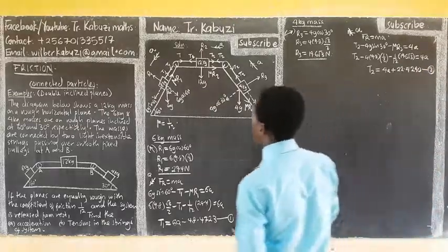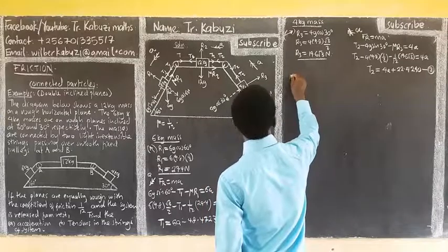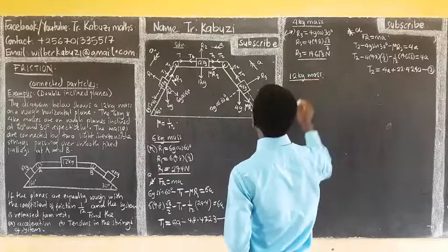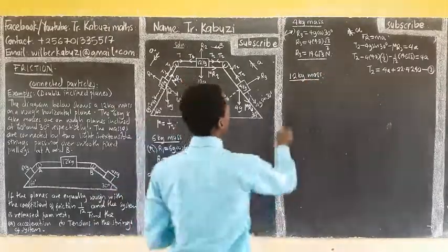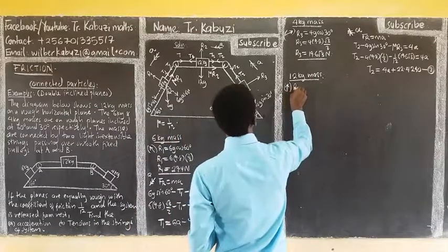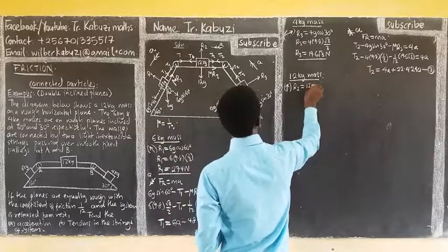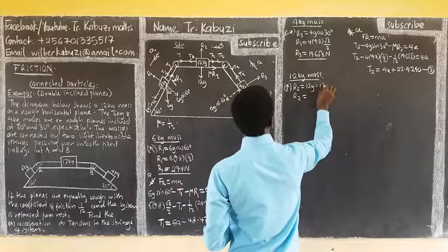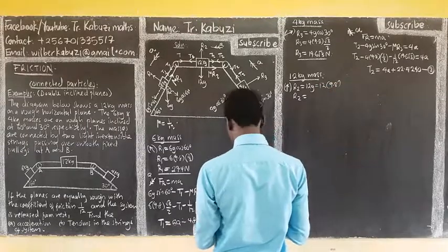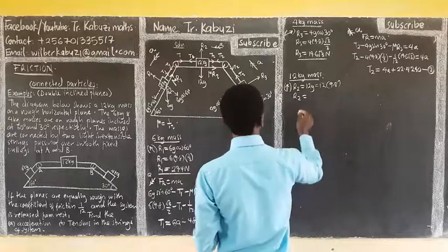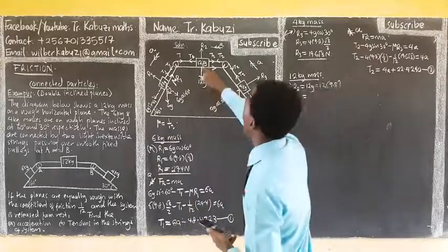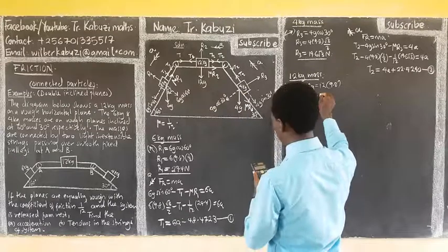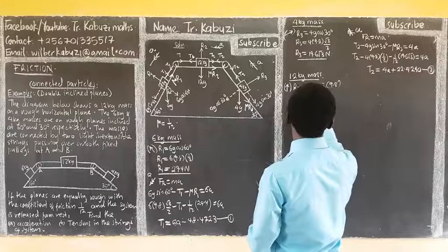Now when you come to our 12 kilogram mass, what do we have there? We first get its resultant in this direction. Our R2 is going to be 12g, which will be 12 into 9.8, which will be 117.6 newtons. So I have the resultant there.